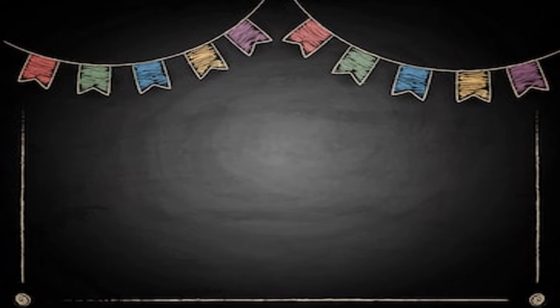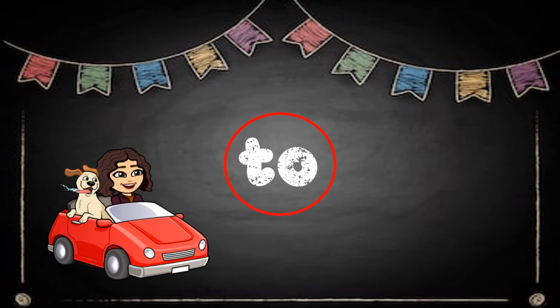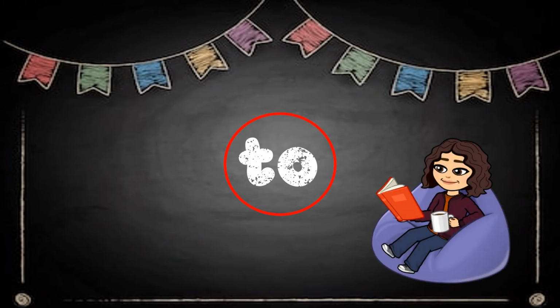In previous lessons, we have learned about the word to, and it's one of our sight words. Remember, sight words are words that don't always follow the rules, so they are words that we need to memorize. That's why we circle them, because they're words that we know. Now, when I use this word to, I'm talking about I am going to do something. So let's see some examples. I am going to the store. Or I am going to read a book.